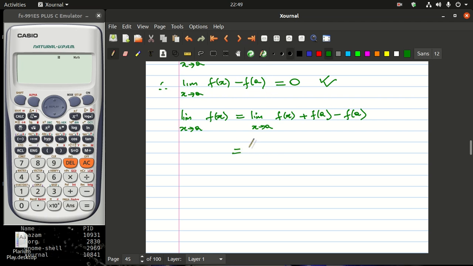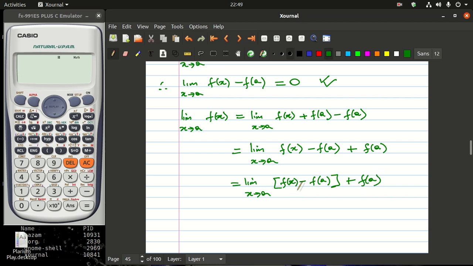And if you look carefully into this, this is the same as the limit as x approaches a of f of x minus f of a plus f of a. I'm going to take this as one function, and I'm also going to take that as another function there.